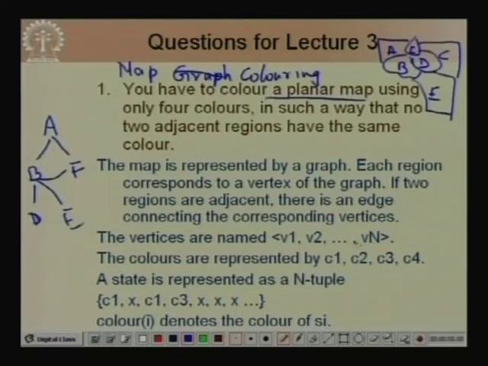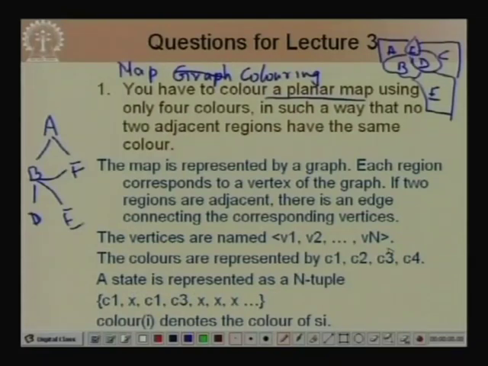We will call these vertices V1, V2, Vn, and we will represent the colors by C1, C2, C3, C4. In the map coloring problem, we will use four colors to color the map. In fact, it has been shown that any planar map can be colored by four colors. We will not talk about the proof in this class, and it's not within the scope of this course. A state will be represented by an n-tuple. For every region, we will have one entry in the state representation. If a region is colored by a particular color, we will use that color as the attribute for that region. If a particular region is not colored at a particular time, we will represent that region by X.